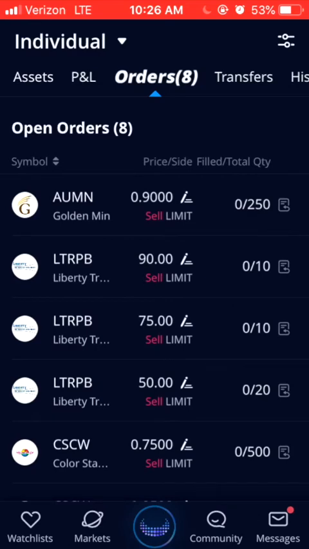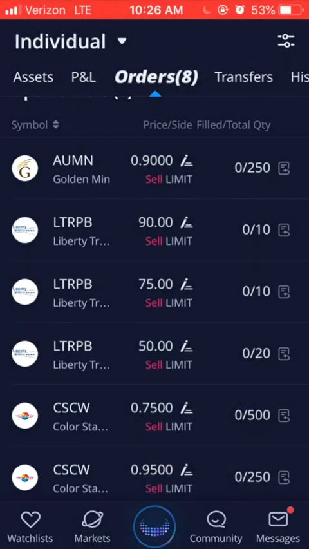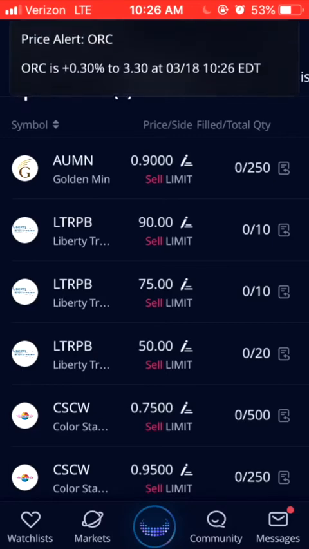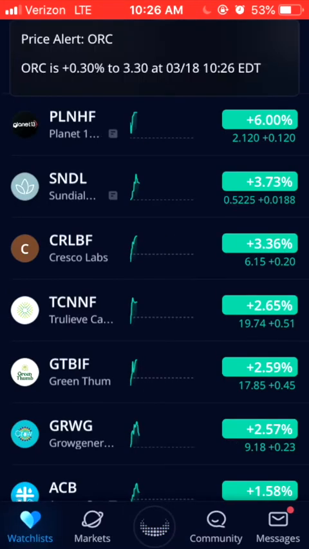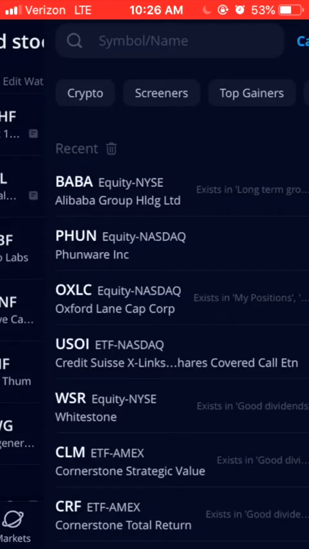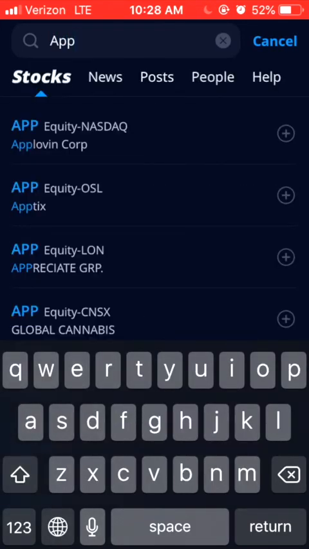This is orders that you've placed that haven't filled yet. I'll show you how to place an order, and then I'll show you how to modify it. There are multiple ways you can do this. One easy way is to go into watch lists in the bottom left, and then in the top of that area you'll see a magnifying glass, which is the search.